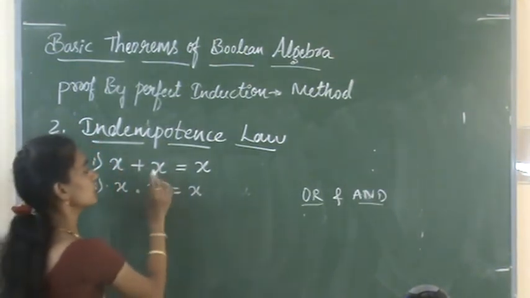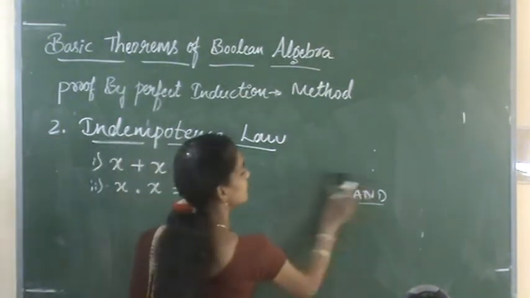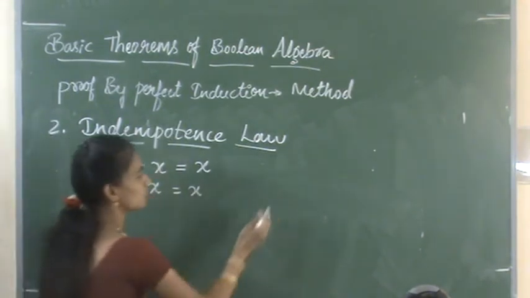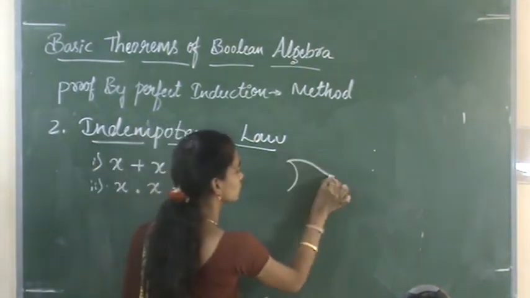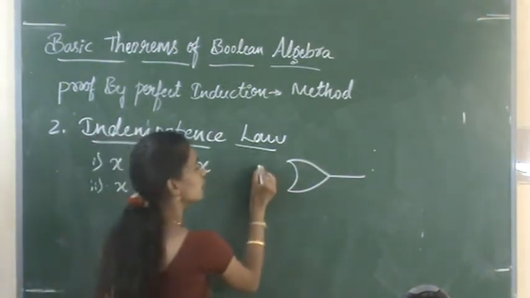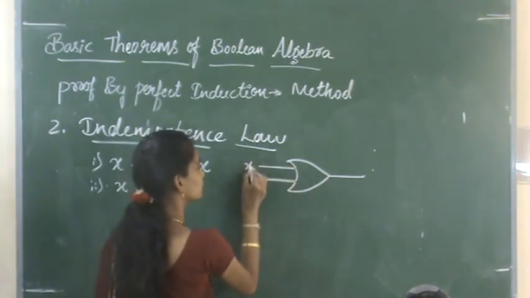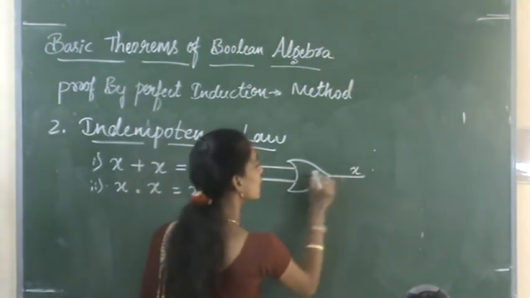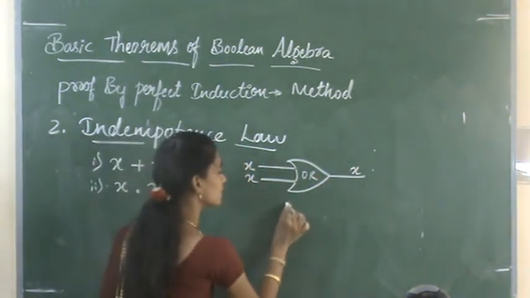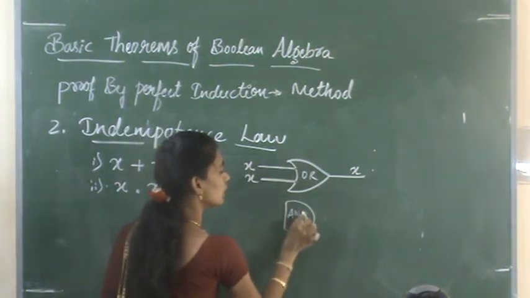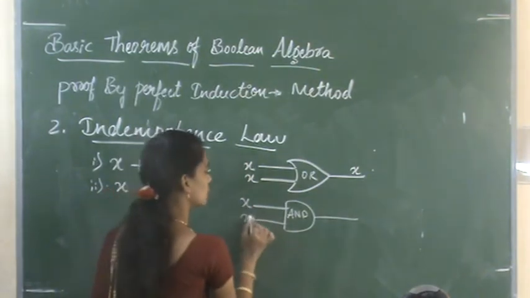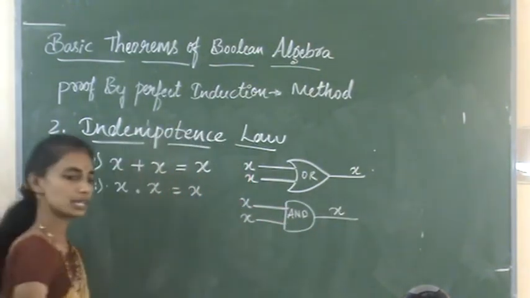Okay, same variable. So how to represent this with gates? Here we are using which gate? The OR gate, right? We are providing two inputs here, both are x only, so the output will also be x. Okay. So how to represent this? We are using the AND gate, right? Two inputs that are the same variable. The result will also be the same variable.